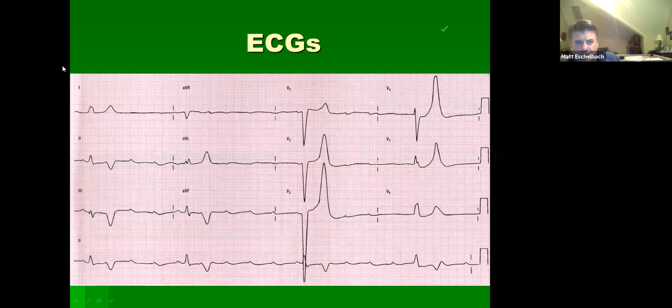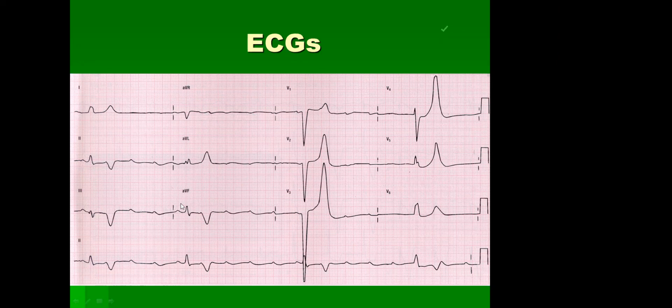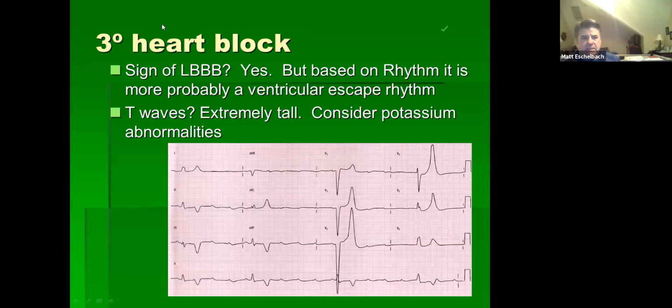And what do we want to call this? Any idea if I'm seeing a whole lot of space between P waves and a QRS complex? I almost want to call it complete heart block. Yeah, absolutely. Complete or third degree heart block.